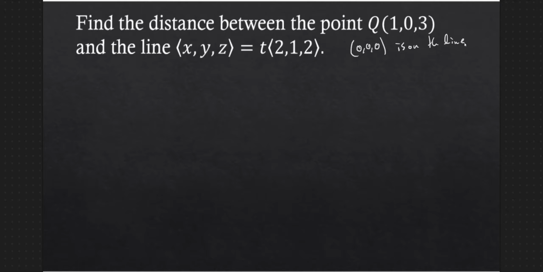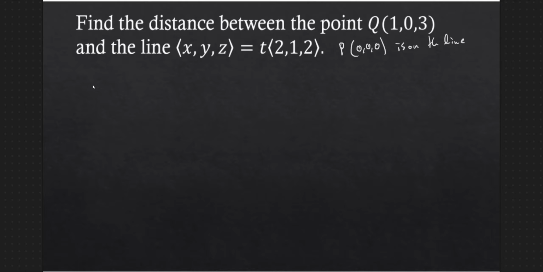Now that's a pretty nice point to use on the line. Remember, any point is going to work. I just need to get some point P that's on the line. In this case, (0, 0, 0), the origin, is the easiest thing to use. So if you do have a line that goes through the origin, use the origin as your point P.